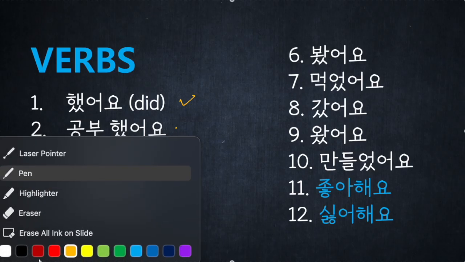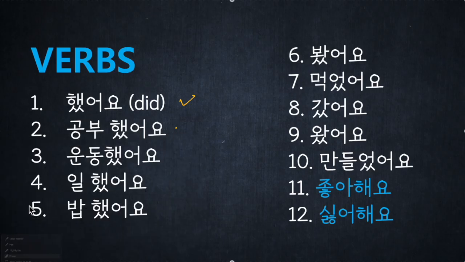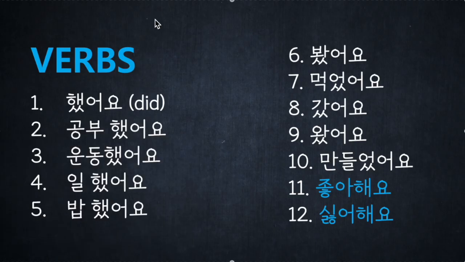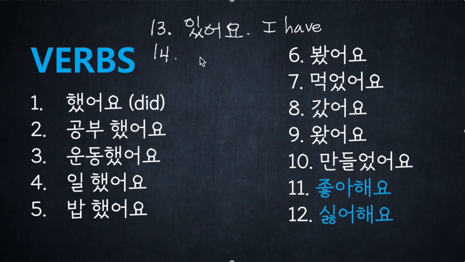But actually, we've learned more. Number 13 was not on the list, but in class here and there we learned 있어요. So you should study this too. 있어요 means I have. Number 14, how do you say I don't have? 없어요.